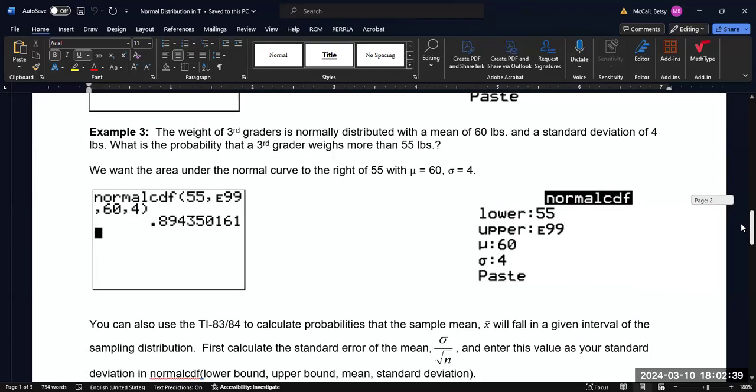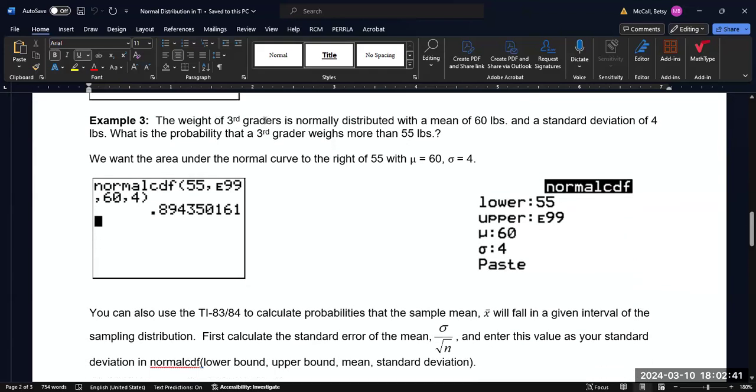Let's look at one more example. The weight of third graders is normally distributed with a mean of 60 pounds and a standard deviation of 4 pounds. What is the probability that a third grader weighs more than 55 pounds? So 55 is the smallest number of pounds, and we want to go all the way to infinity. Anybody bigger than that?